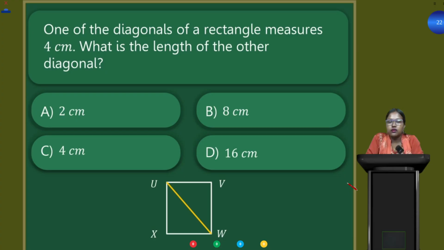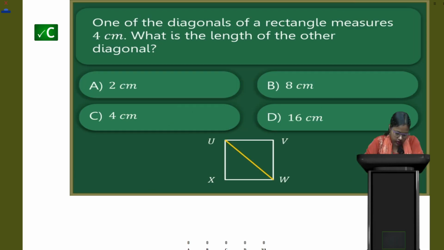The relation between the diagonals of a rectangle, I hope all of you remember. What would be the answer of this question? All of you try. And your time is almost up. I hope all of you give the correct option. Yes, your time is up. I am showing you the answer. Option C is the correct option.